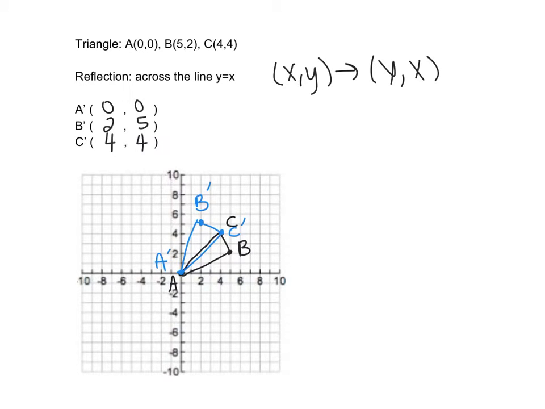This time, if I want to see the reflection, I need to actually graph the line y equals x, because that's where we're going to see the reflection. So with the line y equals x, because it goes through the points of A and C, they stay in the same place, and then our points B and B prime are the same distance from that line y equals x.